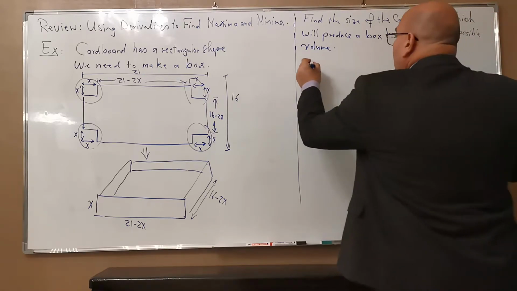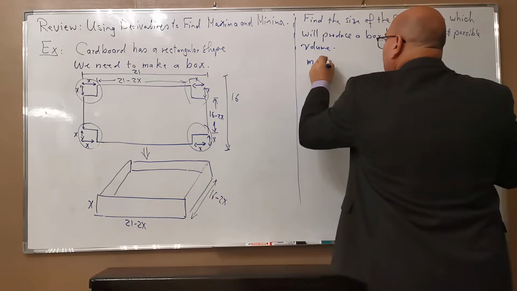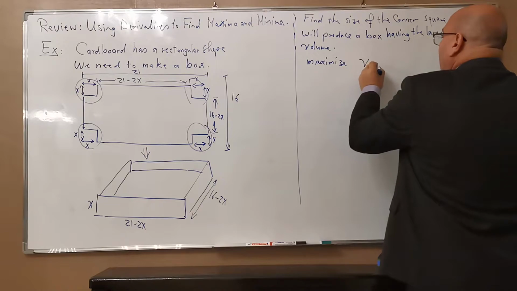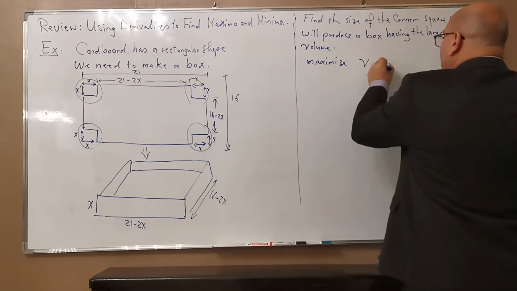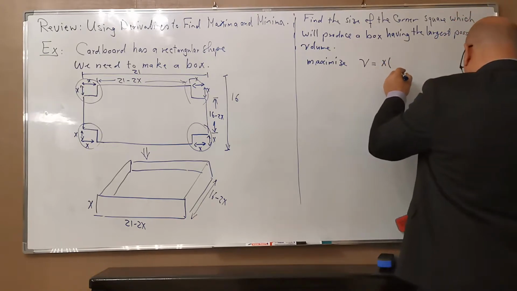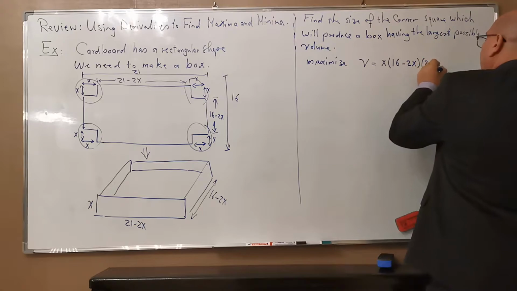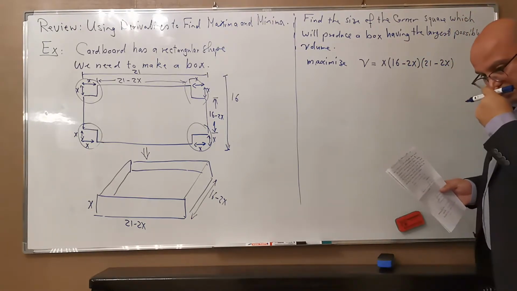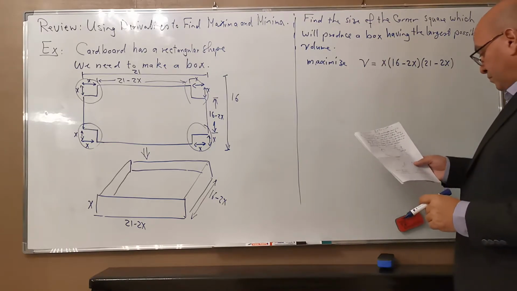So we need to maximize V, the volume, which is equal to x times (16 minus 2x) times (21 minus 2x). So this is my volume, the volume of the box that will be produced.